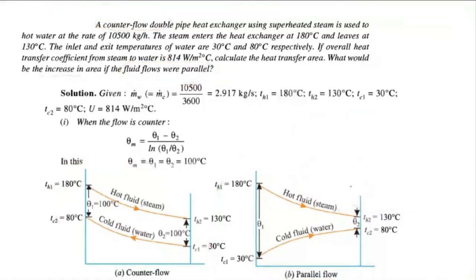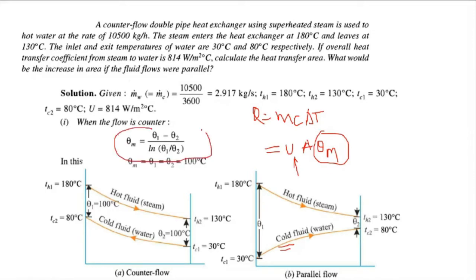So again, we are going to use the same logic. So Q is equal to MC delta T. This Q value we already have. Q is also equal to U multiplied by A multiplied by theta M. So U value remains the same, but this theta M value is going to change for parallel flow heat exchanger. To find out theta M, we have the relation theta M is equal to theta 1 minus theta 2 divided by ln theta 1 by theta 2.